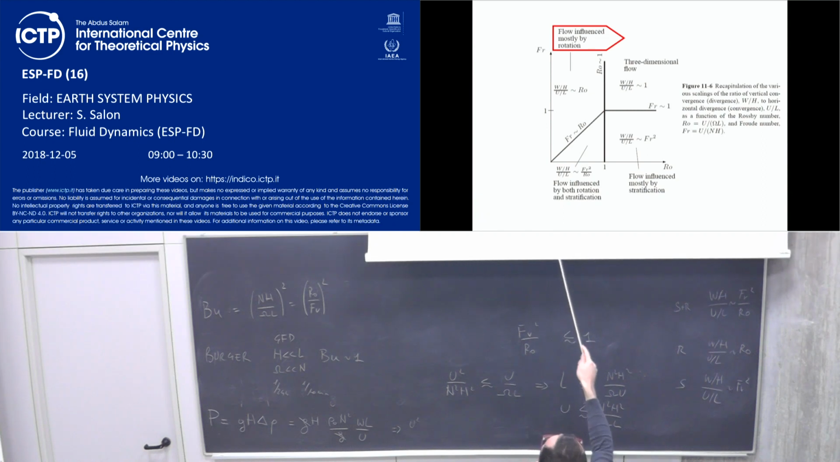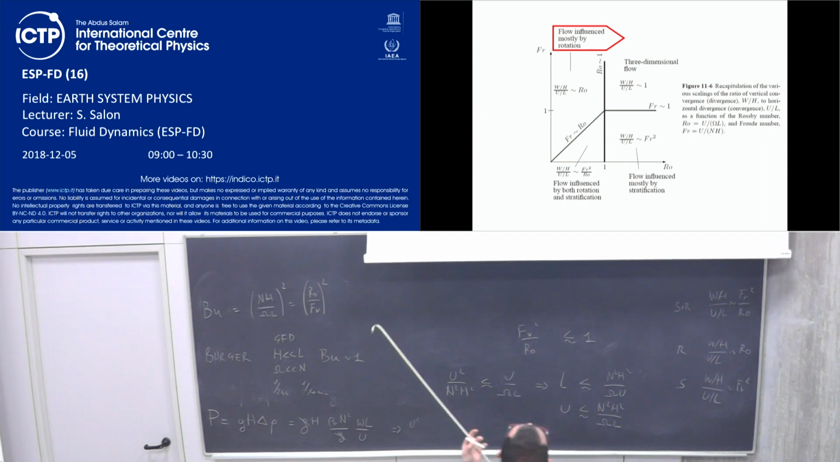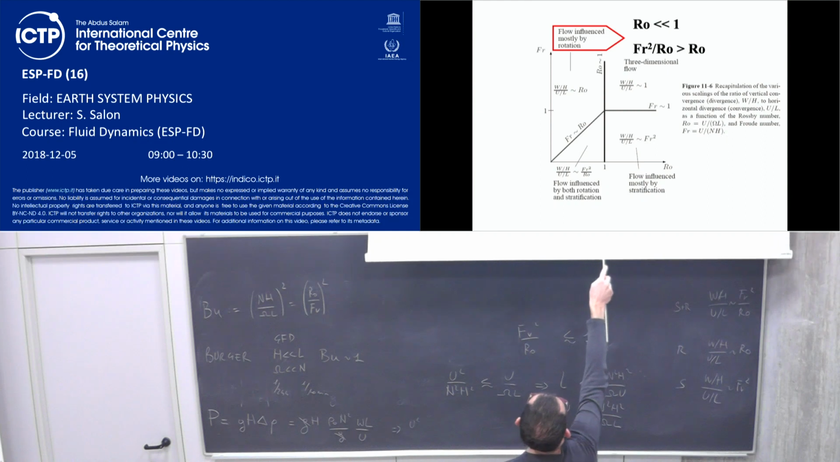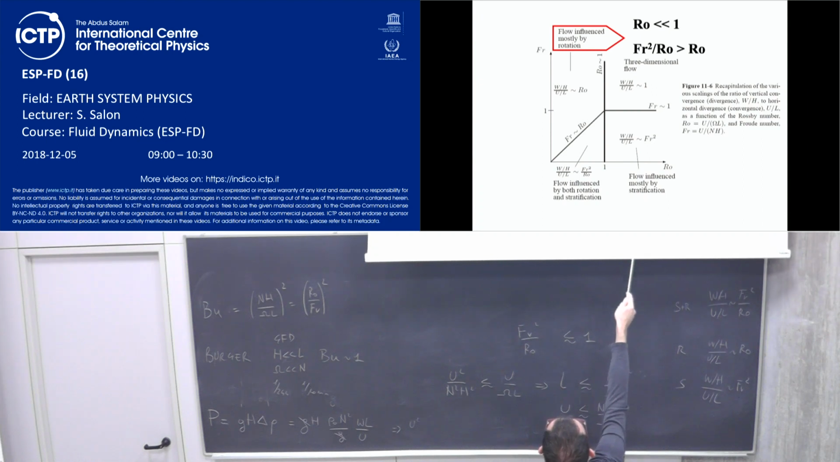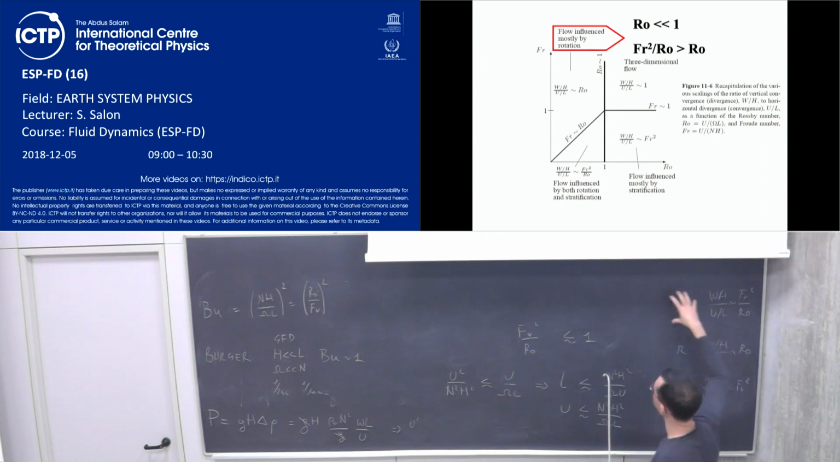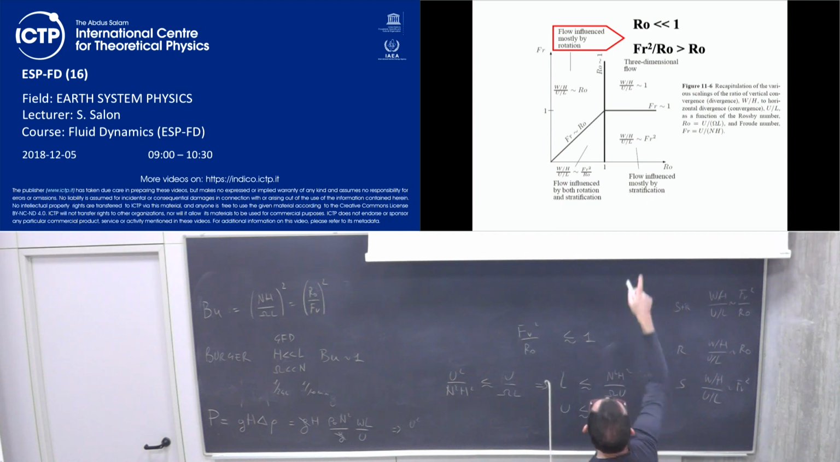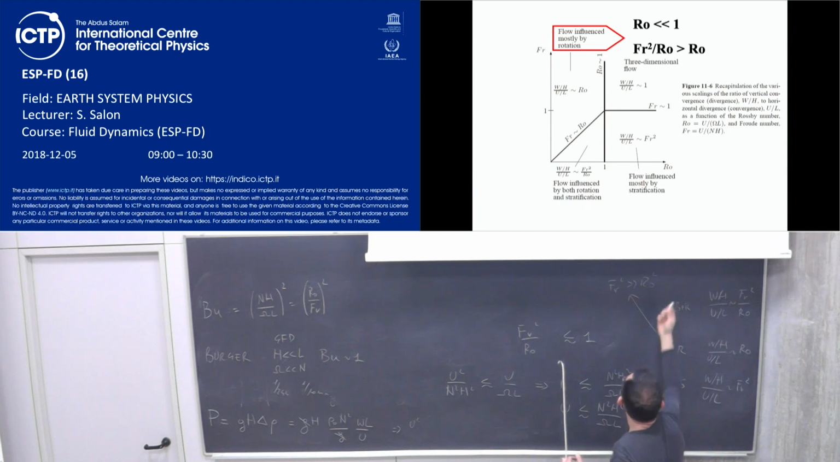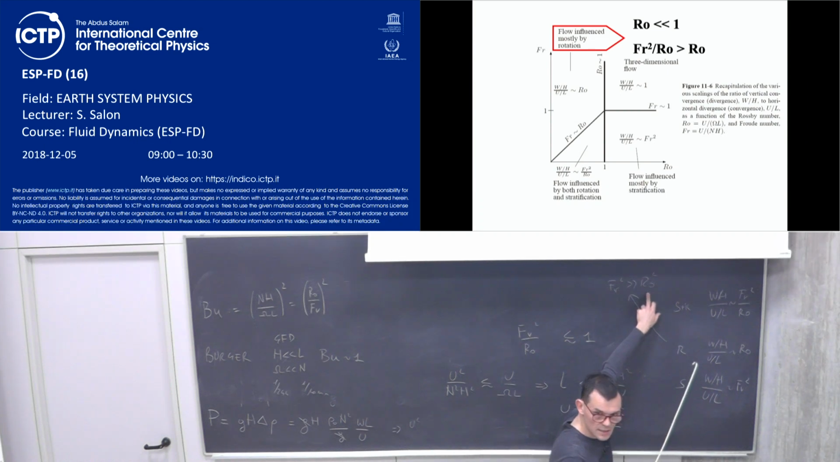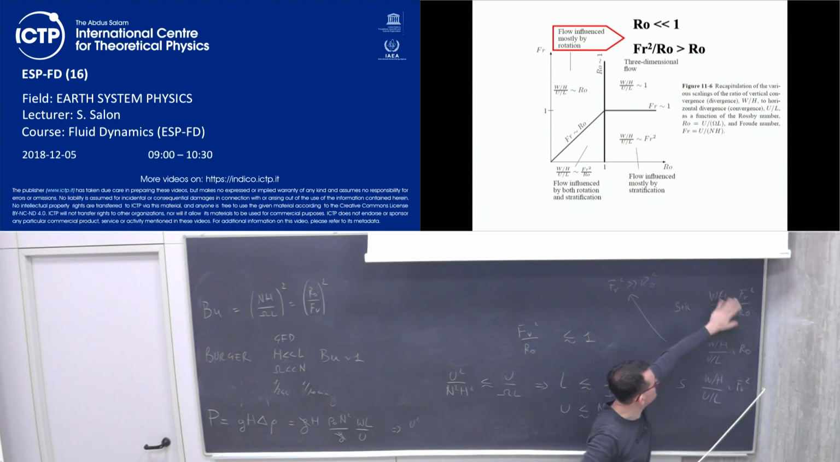So here, the flow is influenced mostly by rotation, with respect to here, where the flow is influenced mostly by stratification. In this case, we know that Rossby is the one which scales with the ratio between horizontal divergence and convergence. So it means that when Rossby is much smaller than 1, the ratio of Froude square over Rossby must be much larger than Rossby. That means that Froude square will be much larger than Rossby. But it is Rossby which governs the scaling of the vertical divergence or convergence with respect to the horizontal one.